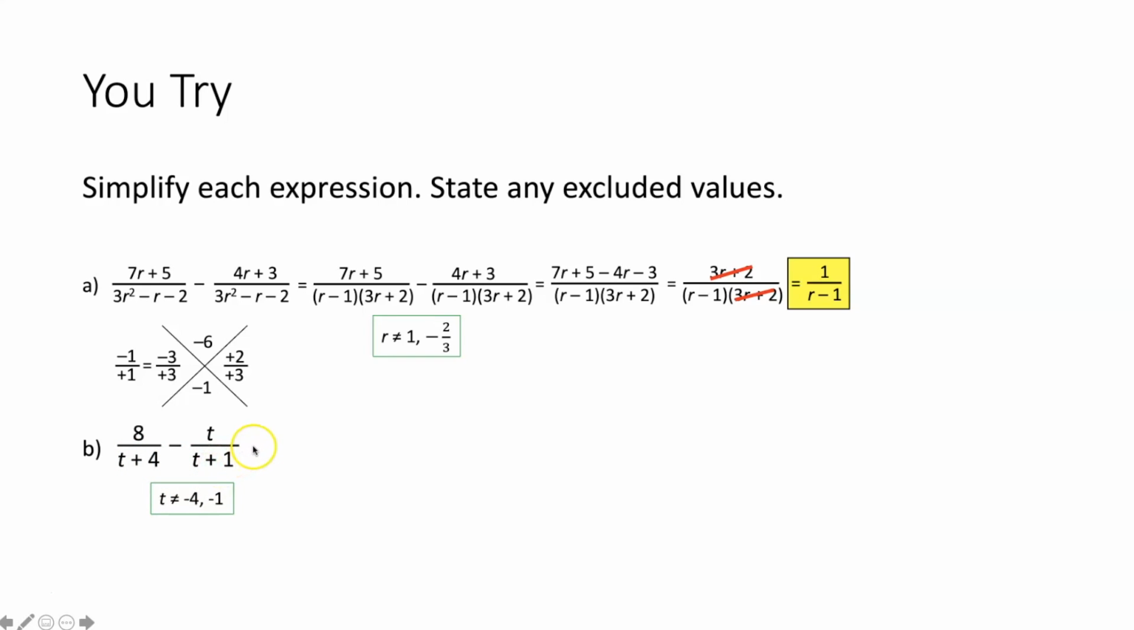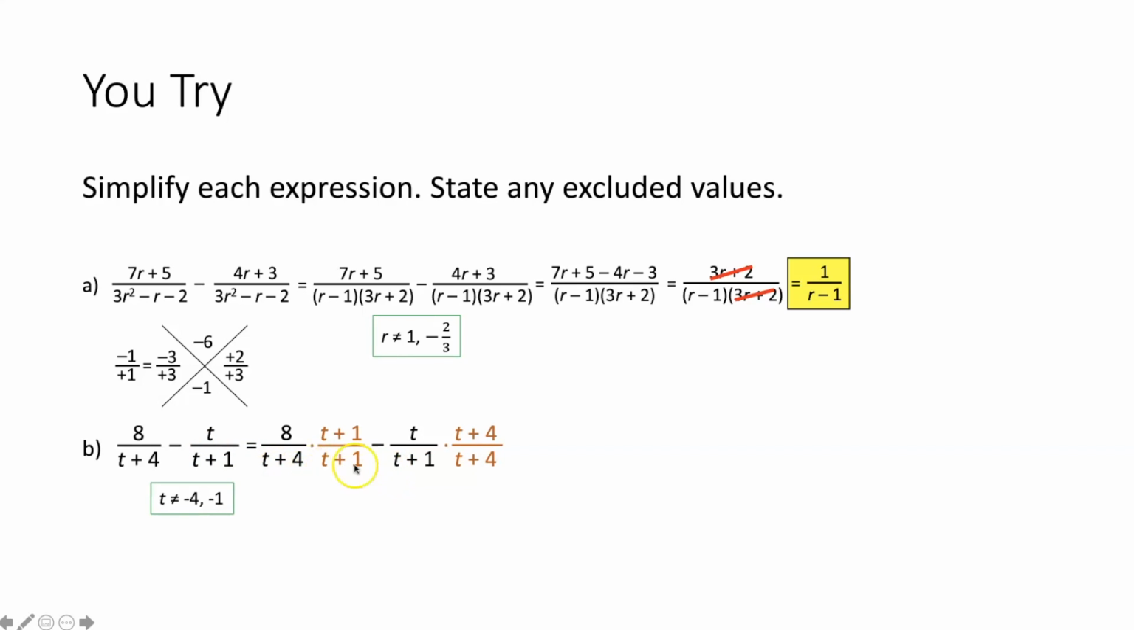Next, we move on to step 3, which is to make sure that each fraction has a common denominator. Well, these are clearly not a common denominator. So how do we make them common? Well, we're going to multiply this fraction by t plus 1 over t plus 1. And we're going to multiply this fraction by t plus 4 over t plus 4. That way, the denominators are going to be the same.